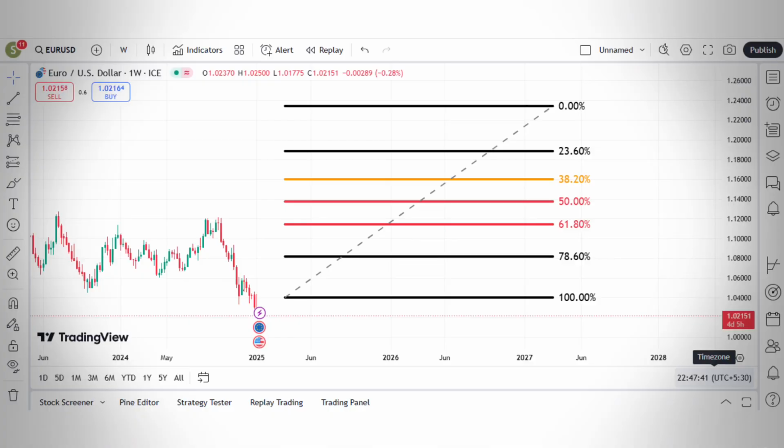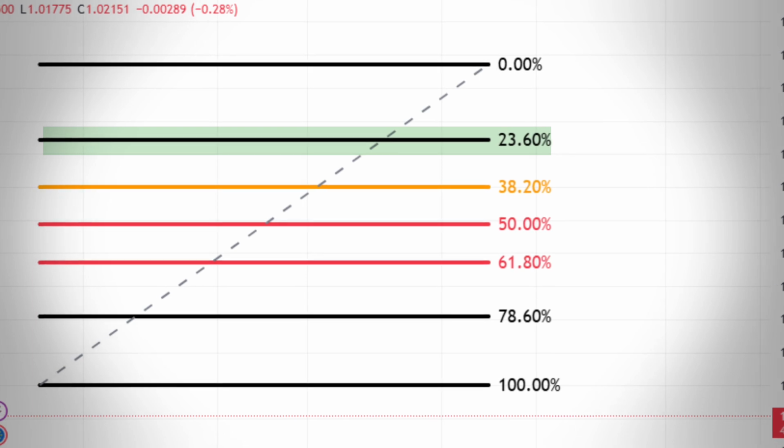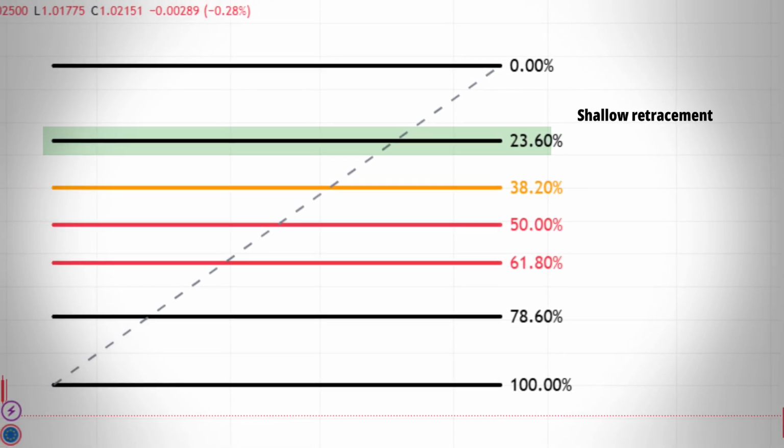Now let's quickly talk about the significance of each fib percentage level so you understand why we needed to change the colors of the fib lines. First, the 23.6% level. This level represents a shallow retracement.